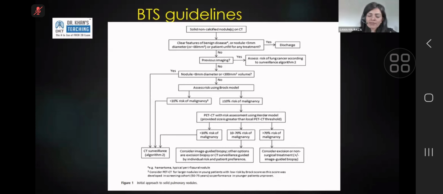The BROCK model is easily accessible on various apps on the internet. You can even download them on your phone. The BTS app used to have that available for Android and iPhone, so there are lots of online sources. You can open up a lot of websites, put in the specifics, and it will give you a number.